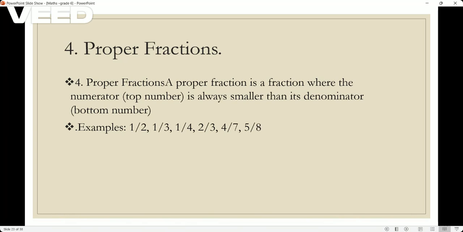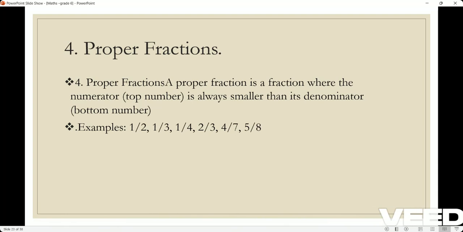Now let's see the examples. One half, one third, one fourth, two thirds, four sevenths, five eighths, any number like that. If you wrote two ones, that is not correct. It is not a proper fraction.